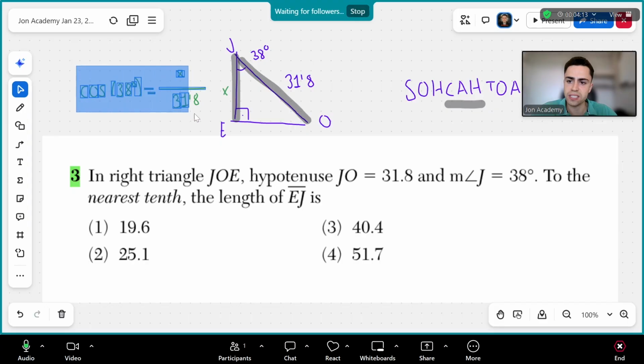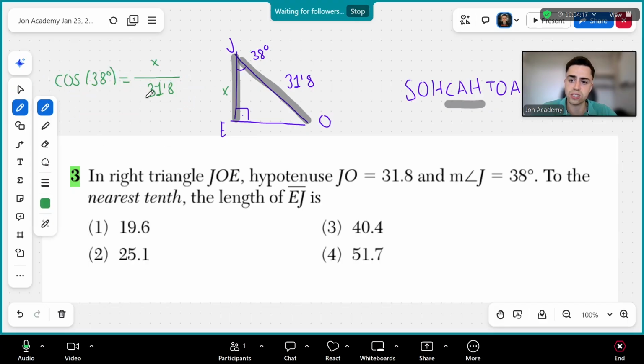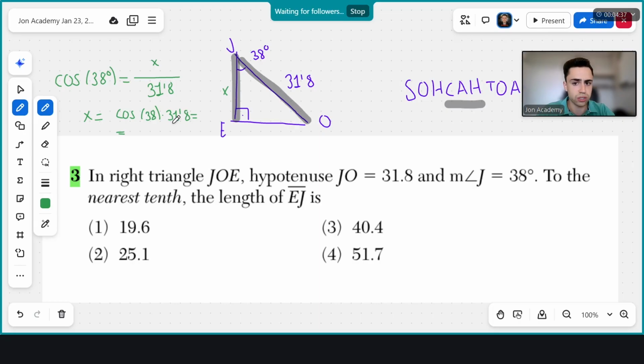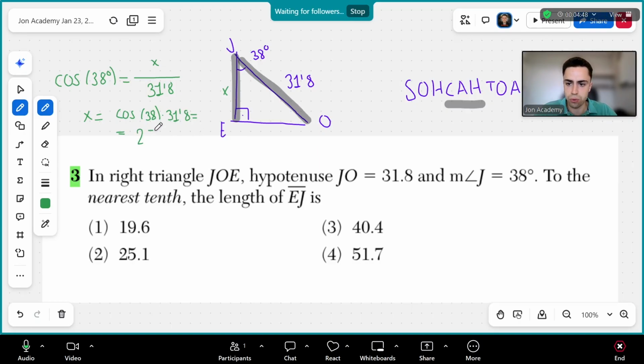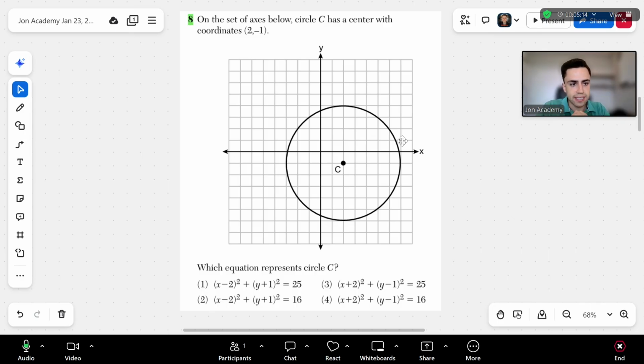And now, in order to solve for x, it's fairly easy. It's just multiplying both sides by 31.8. So x is going to be equal to cosine 38 times 31.8. And this we can write on the calculator. Just make sure that the calculator is in degrees, not in radians. Otherwise, you're going to get it wrong. And this becomes 25.05, which rounding is 25.1. So you round up to the second answer. Very good.